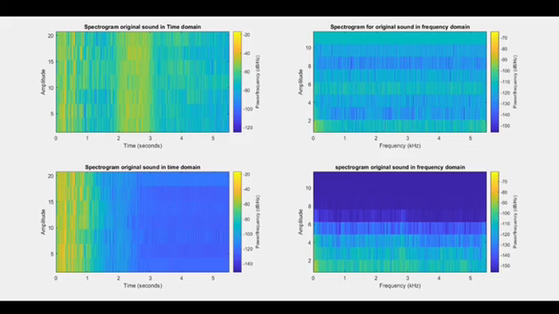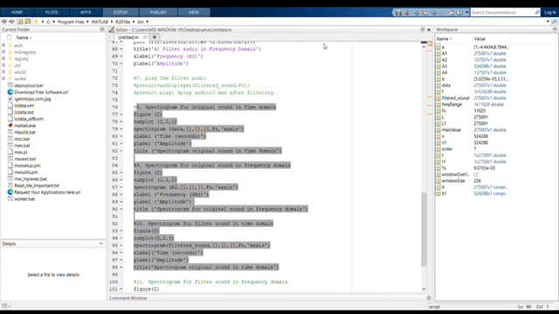So why did we choose the Butterworth filter? Because the Butterworth filter has a smooth characteristic in the pass band and the stop band.